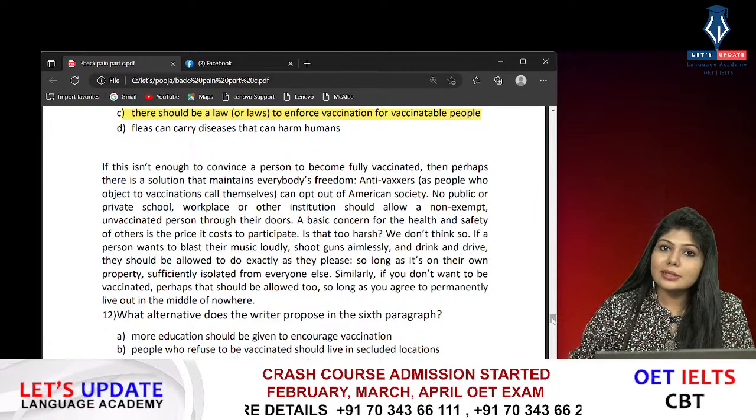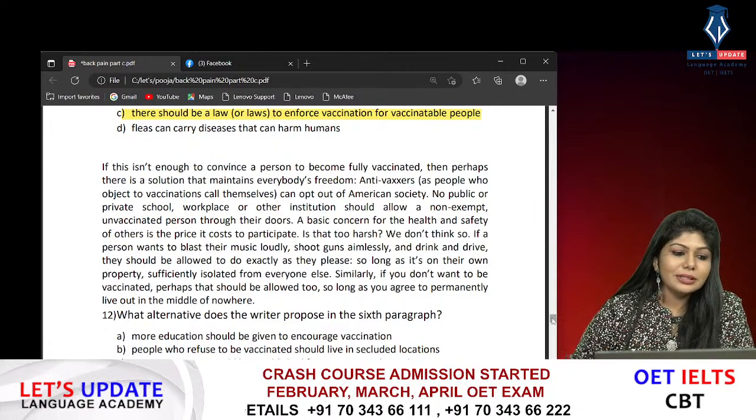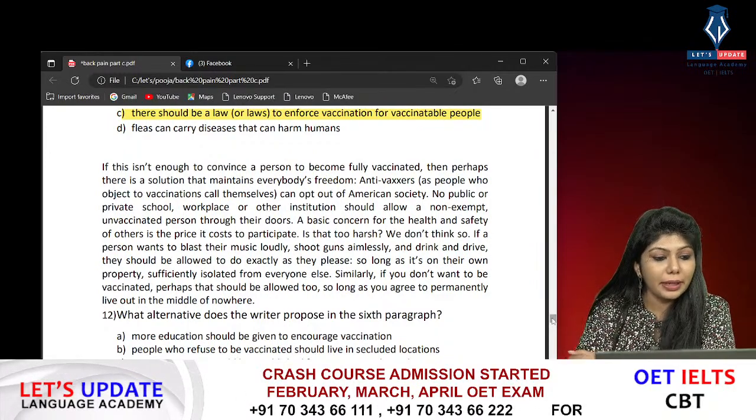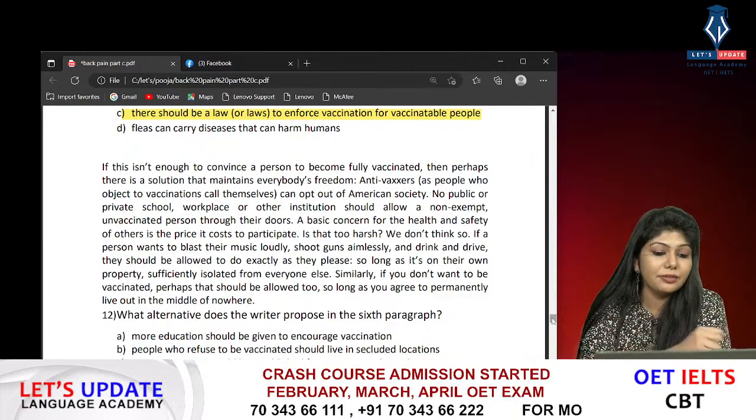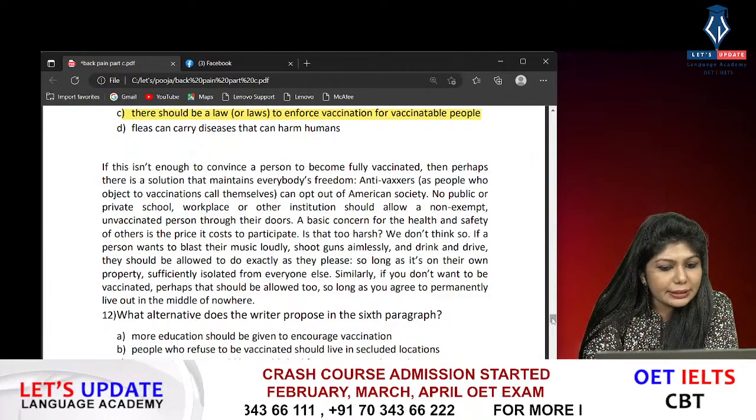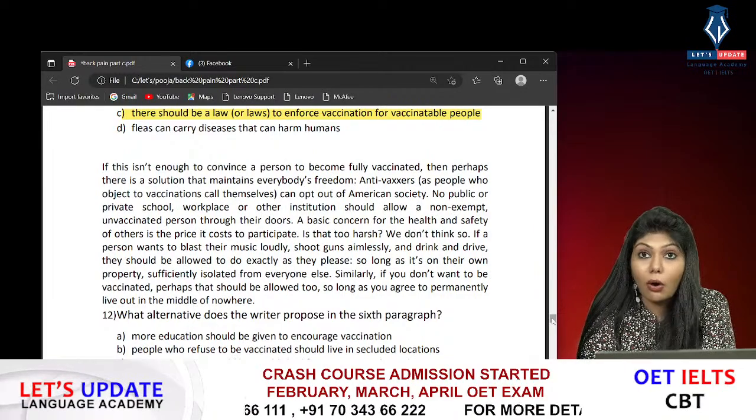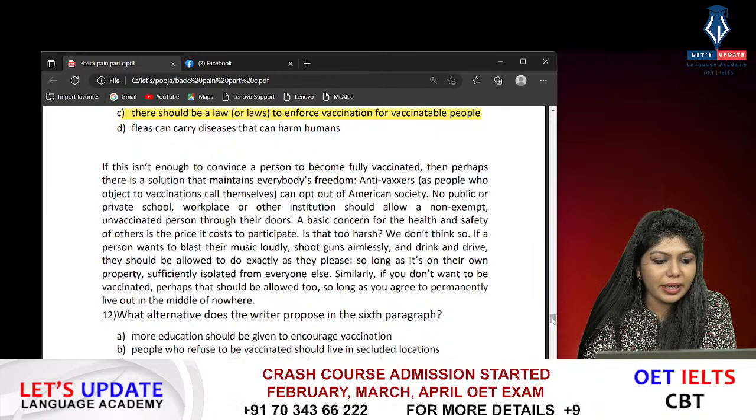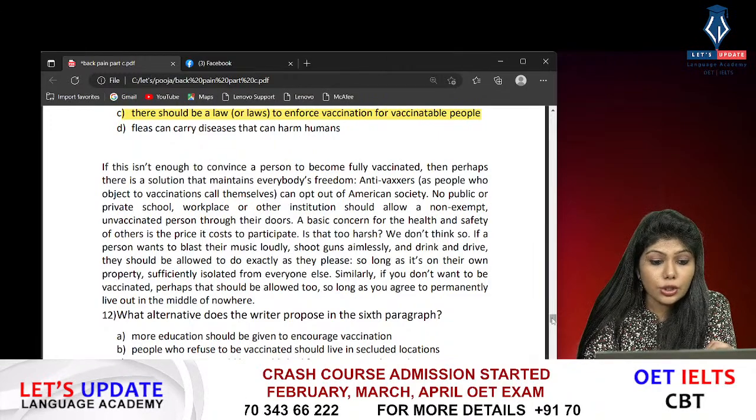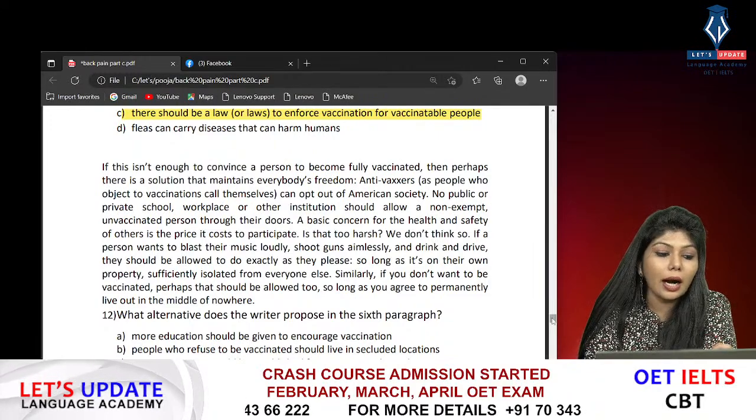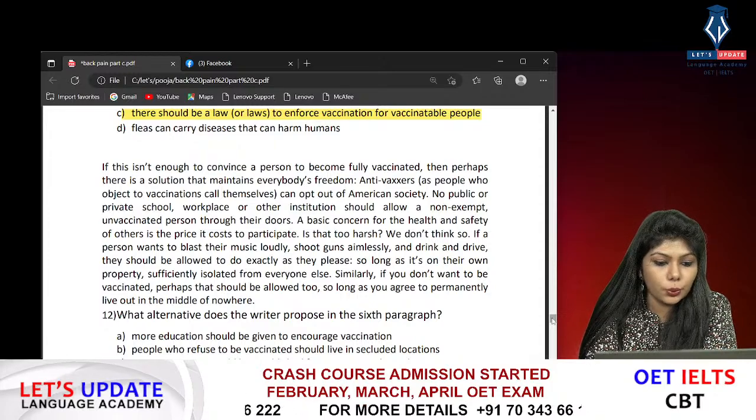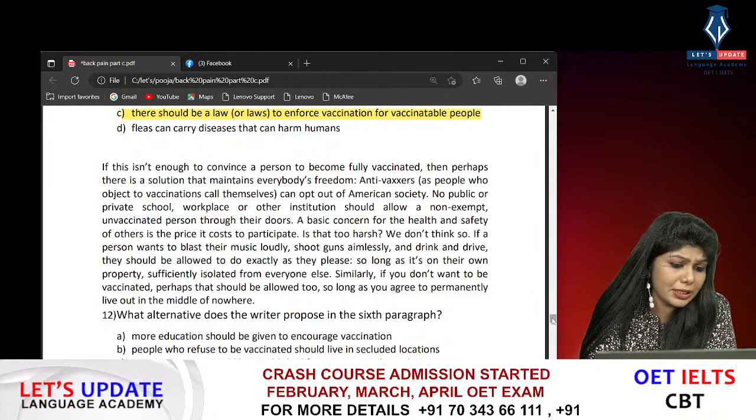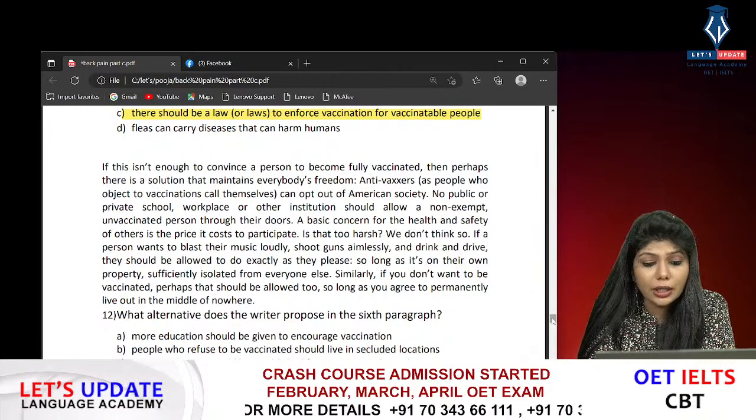Okay, so let's read it together. So, if this isn't enough to convince a person to become fully vaccinated, then perhaps there is a solution that maintains everybody's freedom. Anti vaxxers, as people who object to vaccinations call themselves, can opt out of American society. No public or private school, workplace, or other institution should allow a non exempt, unvaccinated person through their doors. A basic concern for the health and safety of others is the price it costs to. Is that too harsh? We don't think so.